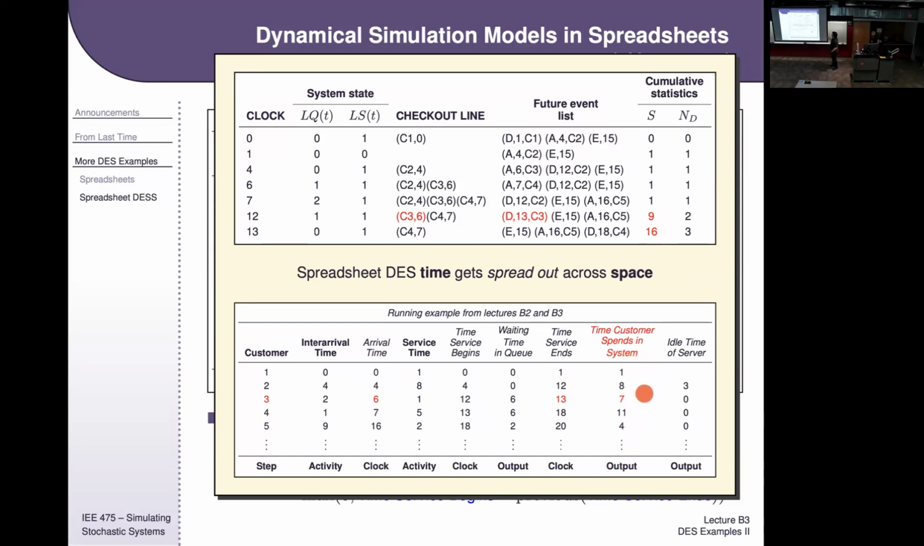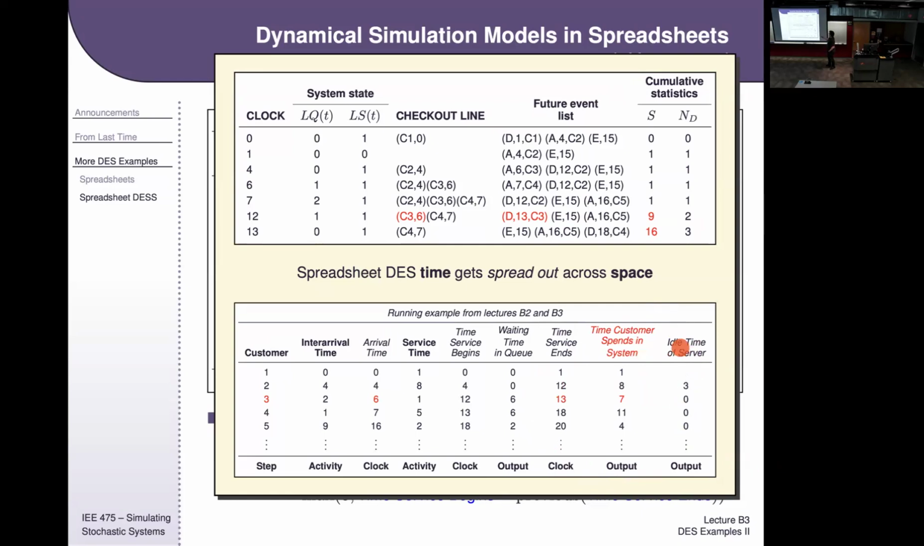I end up having to sum these things up. So if I want to know the cumulative statistic up to customer 3, I have to add 1 and 8, and that gives me my 9. And then I have to add that 9 and 7, and that gives me my 16. So this column here requires some kind of post-processing of this table.